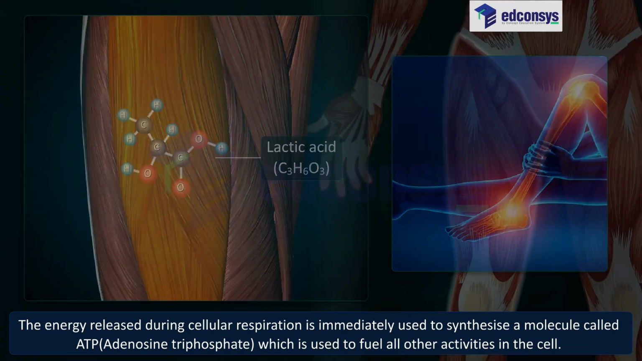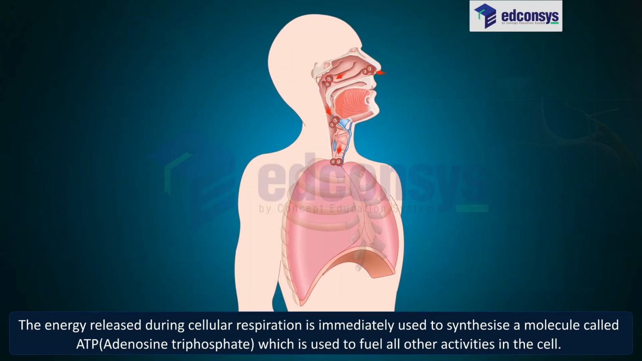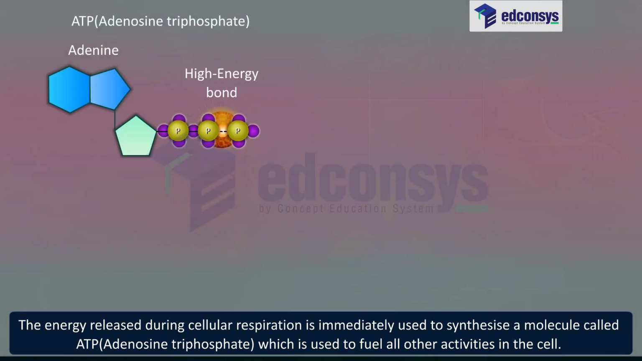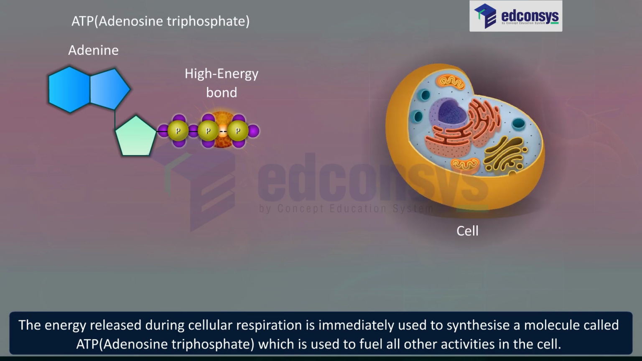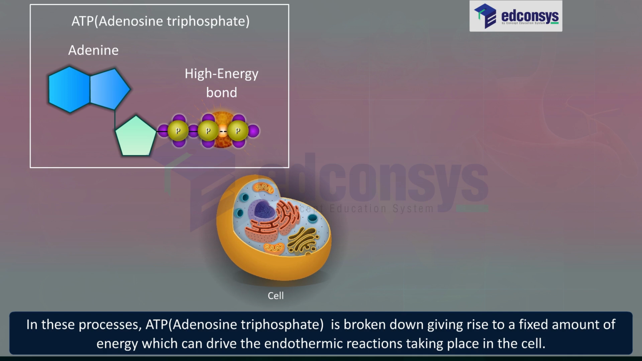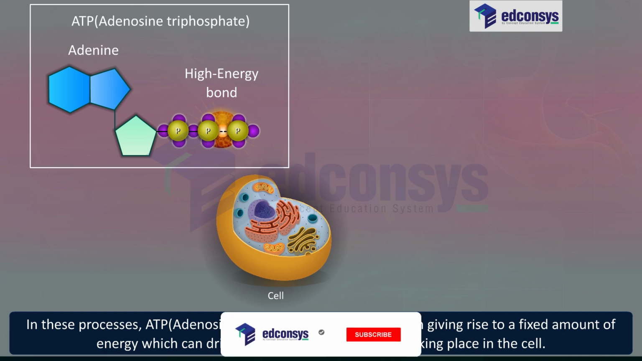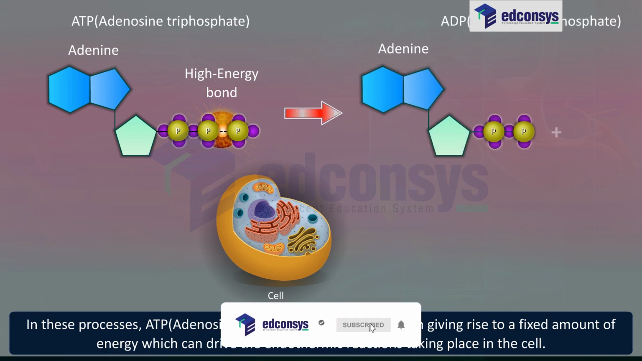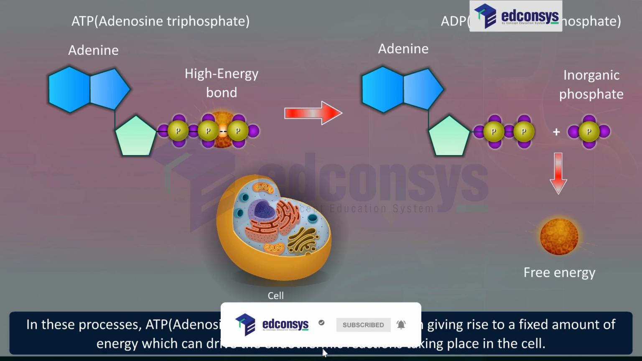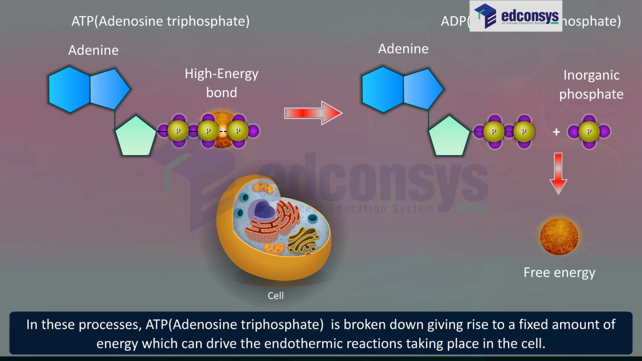The energy released during cellular respiration is immediately used to synthesize a molecule called ATP, adenosine triphosphate, which is used to fuel all other activities in the cell. In this process, ATP is broken down, giving rise to a fixed amount of energy, which can drive the endothermic reactions taking place in the cell.